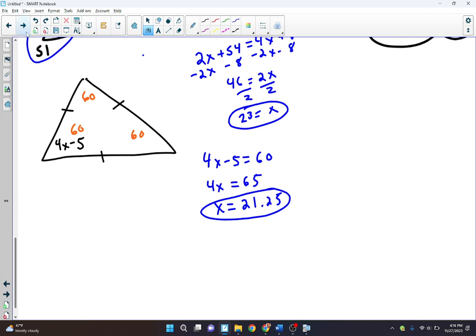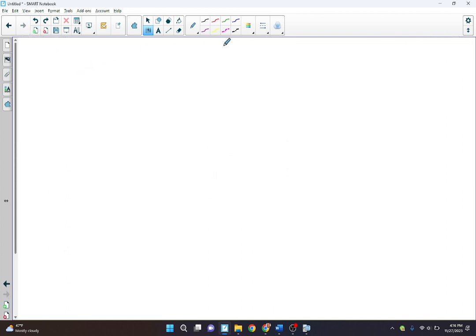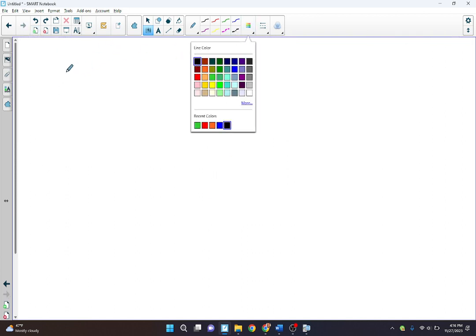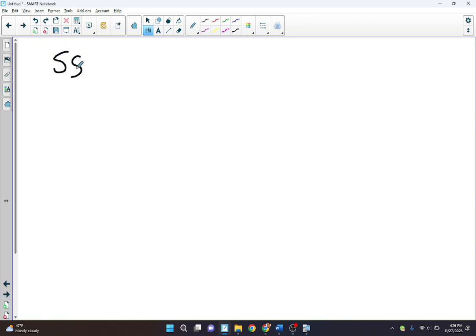Okay. Here's all the math problems. Let's talk about the congruent stuff. So there are 5 choices. I'm going to be straight up. You're not going to have hypotenuse leg. So there's only 4 choices. Side, side, side. Side, angle, side. Angle, angle, side.